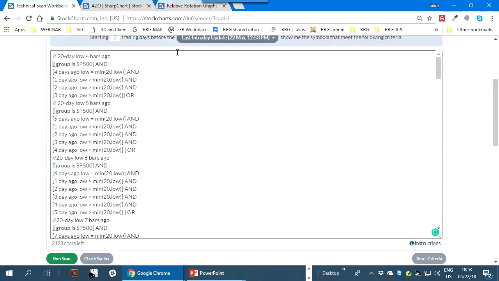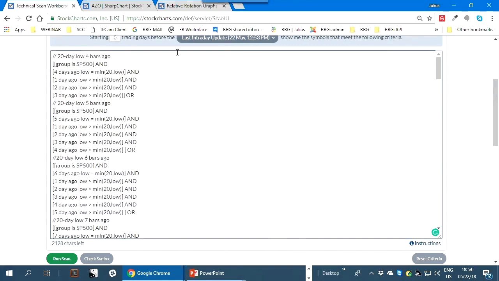We're looking for that 20-day low, and you see the double brackets because we want to include the fact that it is in the S&P 500. Here we're looking for the 4-day low, and then you see the double bracket, and this is an or, because it's the 4-day or the 5th day, within the double bracket. It's and. All these have to be fulfilled, and then at the end it is or, because it can be the 4-day or the 5th day or the 6th day. Any of those is fine.